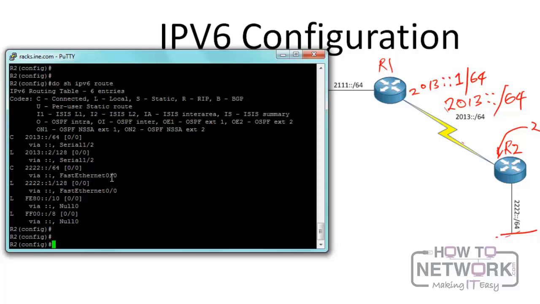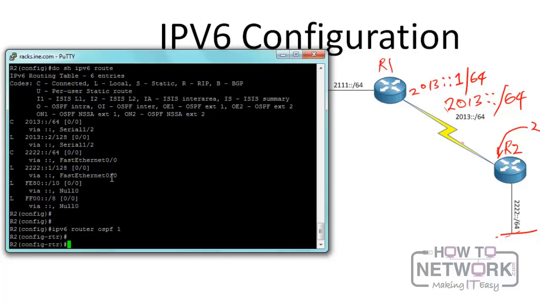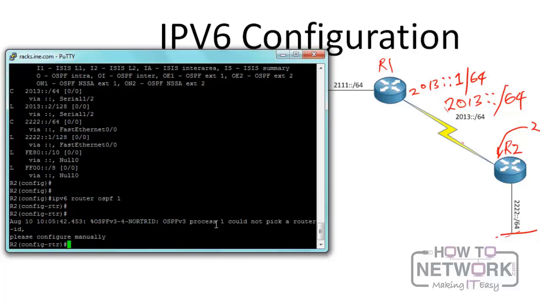When we are configuring OSPF for IP version 4, we use the router command. So now we're going to use the IPv6 router command. We say IPv6 router OSPF, and we give the process ID as 1. Now it gives an error that OSPF version 3 could not pick your router ID. The reason is that OSPF version 3 also uses the same kind of router ID that OSPF version 2 uses, which is an IP version 4 address. Because there is no IP version 4 configured on this router, not a physical address, not a loopback address, it's telling us to enter a router ID manually.